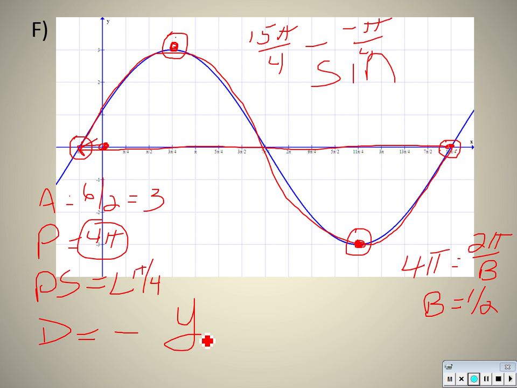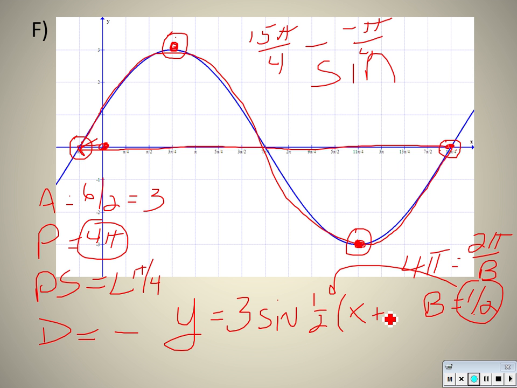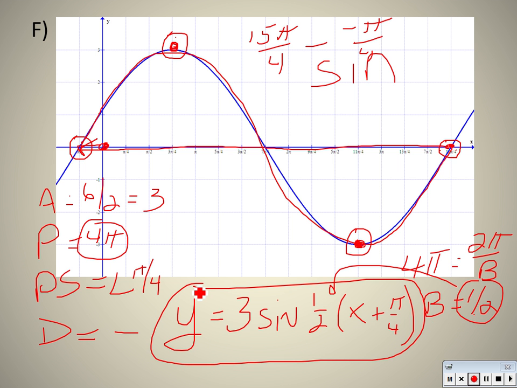So when I go to write the equation, this is going to be y equals 3 sine, here's my b value, 1/2. So I'm going to put that here. And then in parentheses, I'm going to have x plus pi over 4. So remember, I'm adding because the graph is shifting to the left. And that right there is the equation for part F.